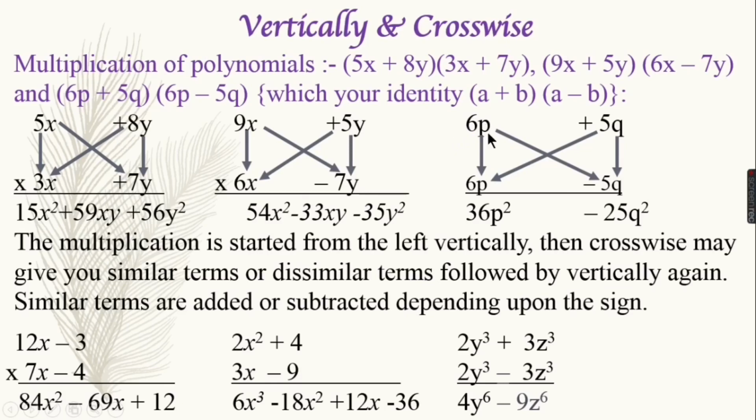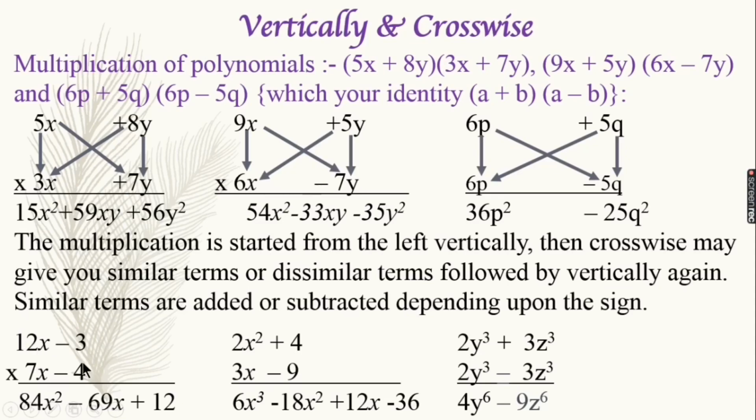So here 6p into 6p is 36p square. Then here you get 30 plus and 30 minus, so they are subtracting, and you get 0 here. And then 5 into 5 is minus 25 q square. So that's how we do it. And here are some more examples we are doing.